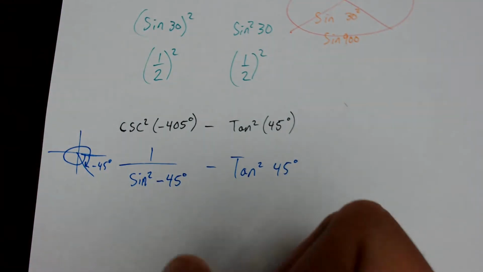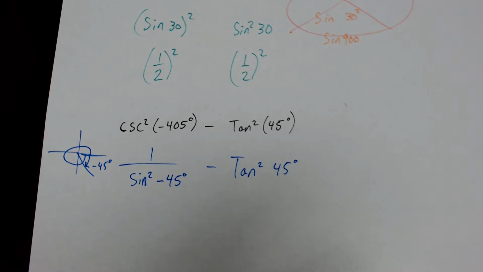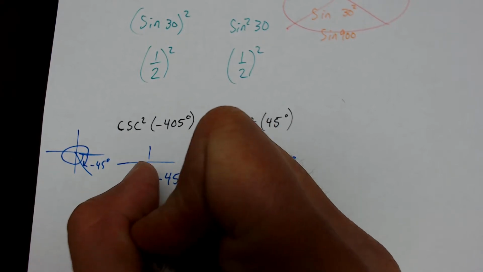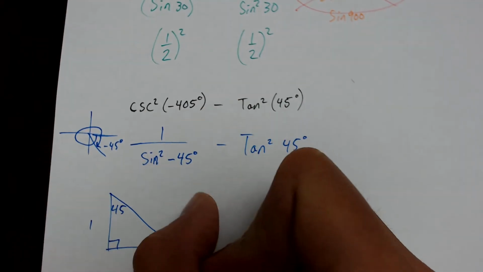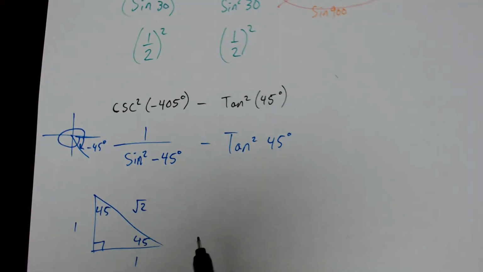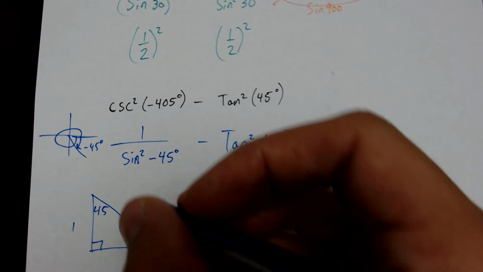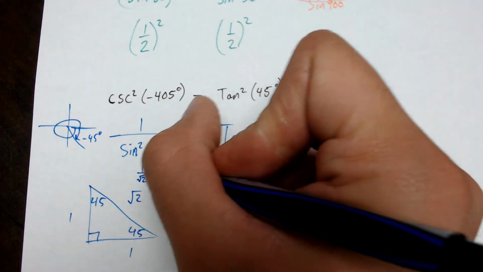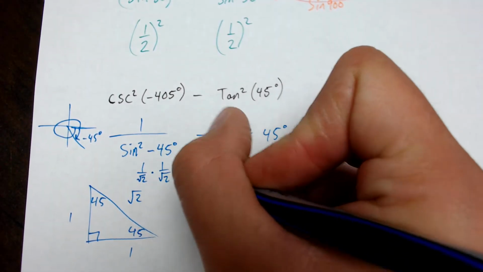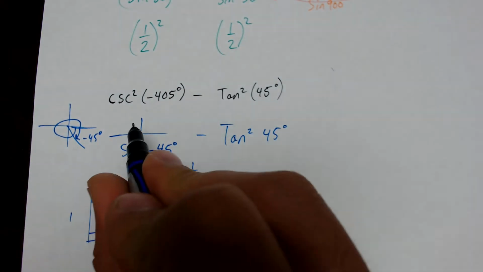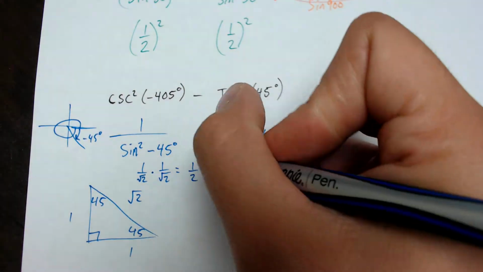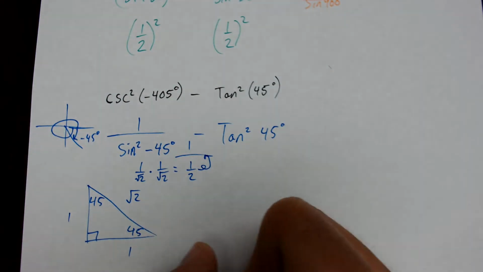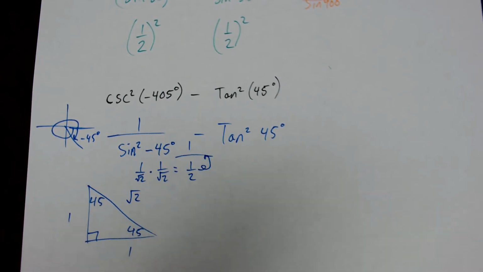So let's go ahead and draw our 45-45-90 right triangle. And then for our sides we have 1, 1, root 2. Sine being the opposite over the hypotenuse, so this is going to be 1 over root 2, squared. So 1 over root 2 times 1 over root 2 is just going to equal 1/2, and then this is 1 over that, so what we have on this side is 1 over 1/2, which inverts to just become 2. So cosecant squared of negative 405 degrees is 2.